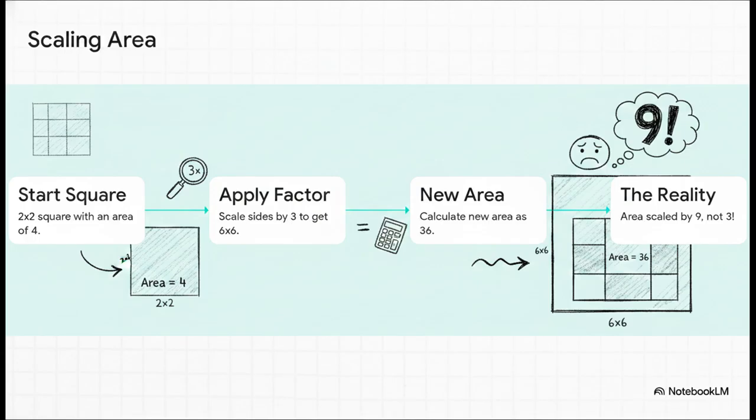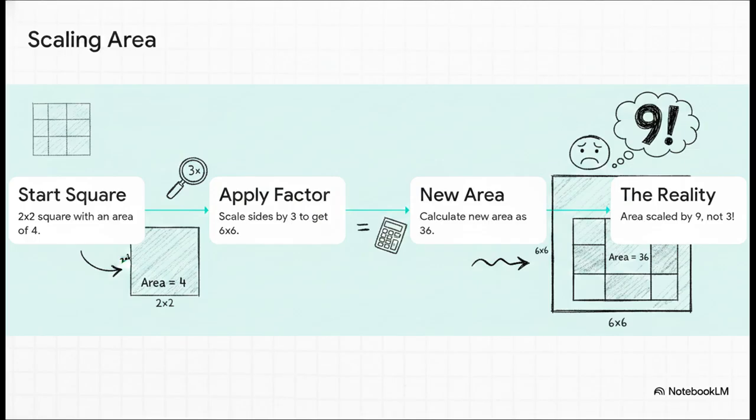Easy enough. Step 2. Let's apply a linear scale factor of 3 to the sides. So we multiply the sides by 3, making our new sides 2 times 3, which is 6. Step 3. Let's calculate the new area. 6 times 6 gives us 36. Now step 4. Look at the trap.